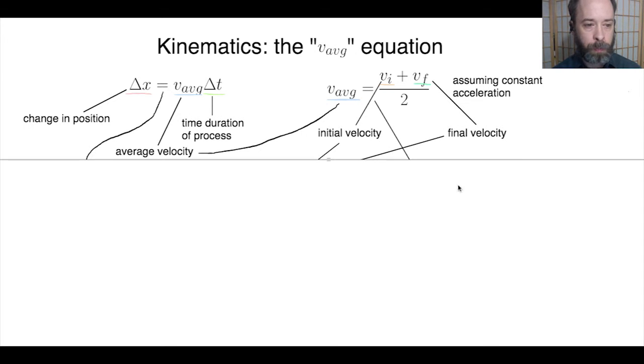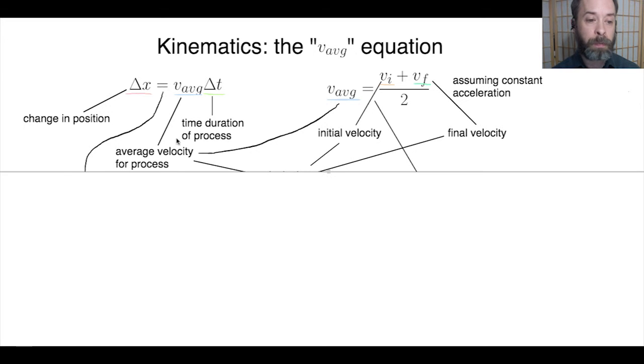What are the terms? Delta x, that's change in position. Delta is change, position is x. V subscript avg, that's average velocity for a process that we're describing. Delta t, that's the time difference or the time duration for the process. Over here we've got V initial, that's V sub i. V sub f is final velocity. Acceleration, of course, that's rate of change for velocity.